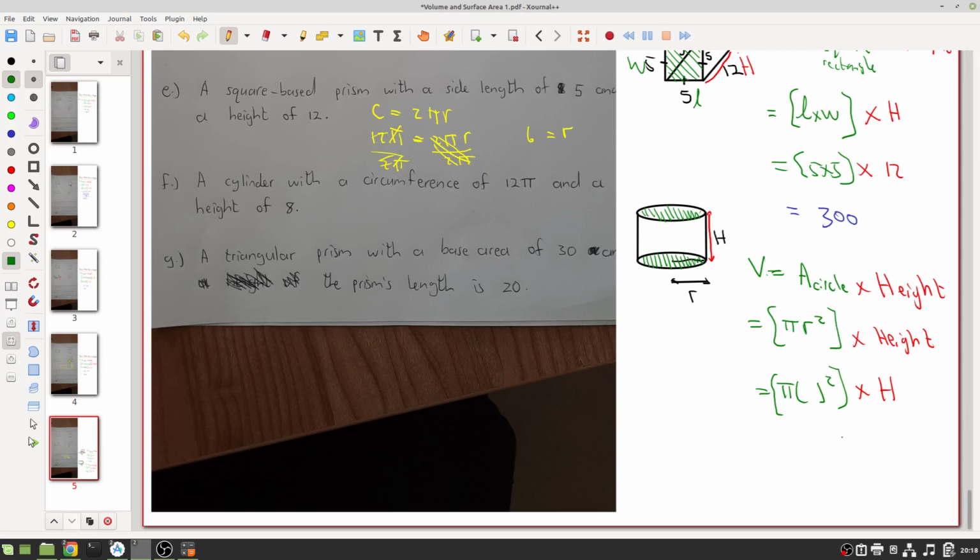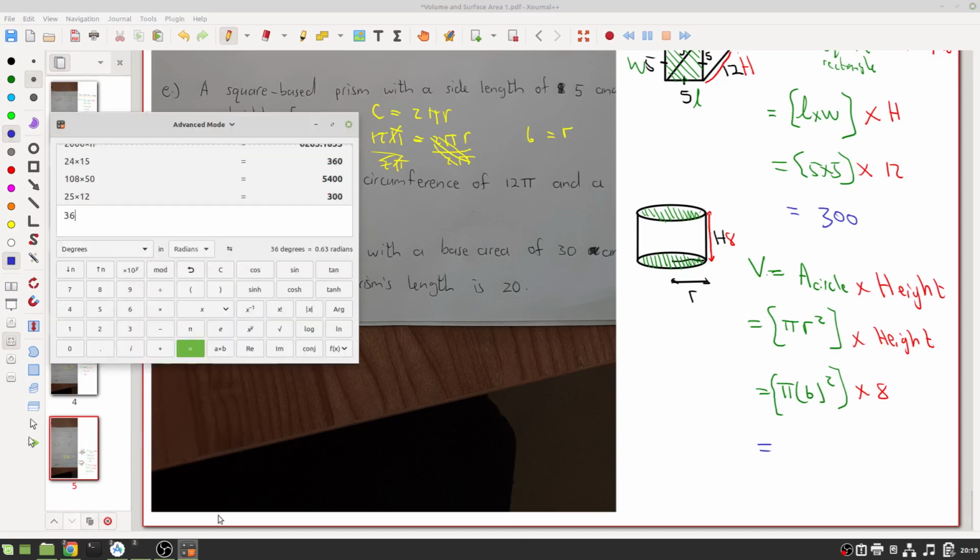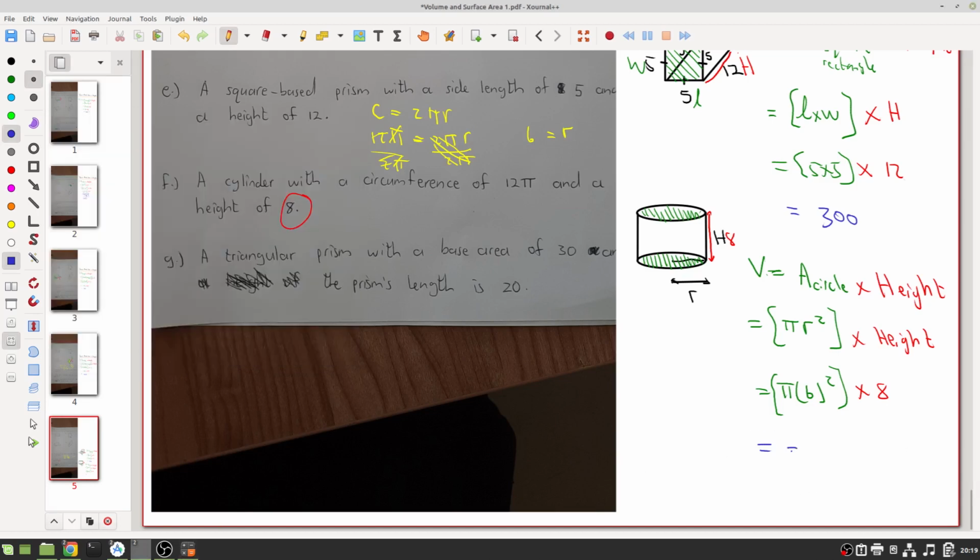Now that we've done that, we can fill in our radius value and find the solution here. Oh, I forgot to put in the value for h. We know h is 8. This is the value for h, 8. All right, 6 squared is 36. So 36 pi times 8 is 288 pi, because we had 36 pi's and multiplied that by 8. That's 288 pi. That's the volume of this cylinder.